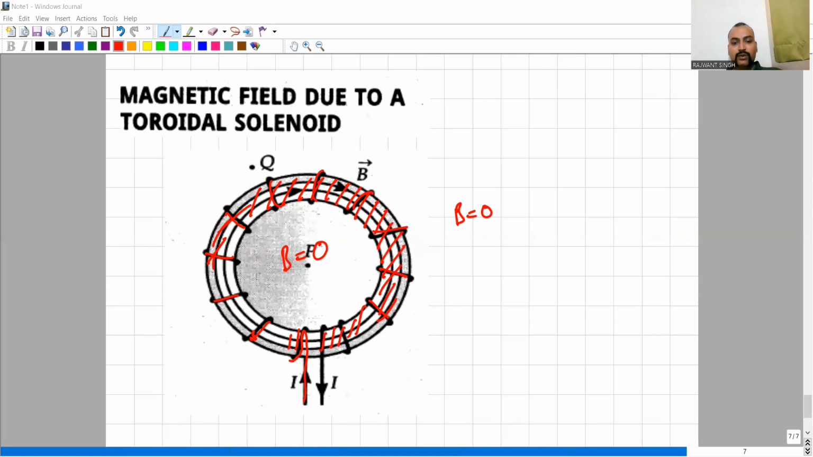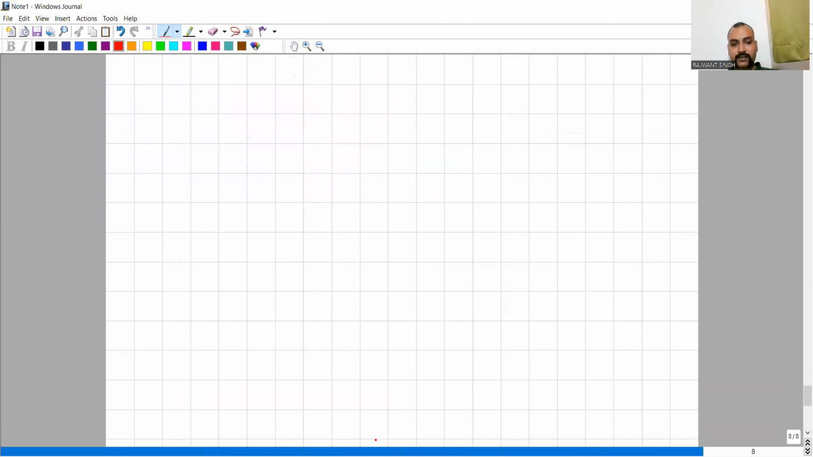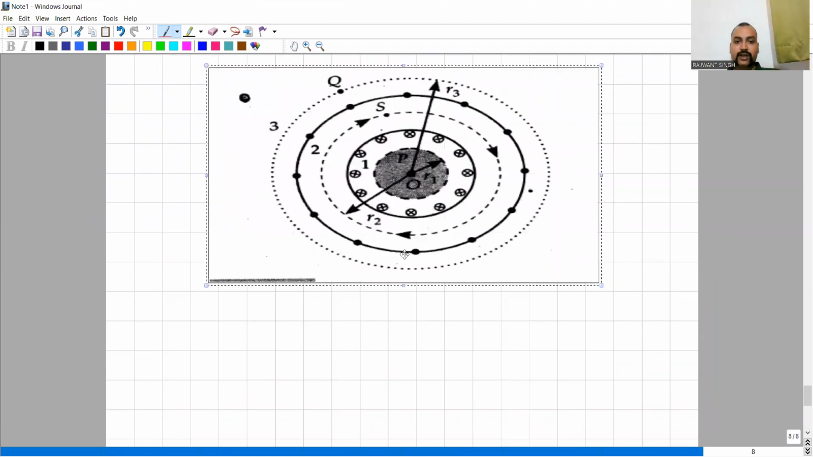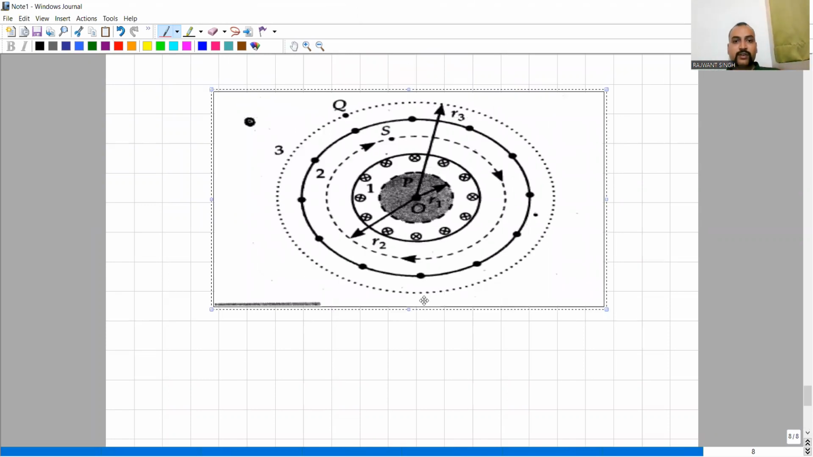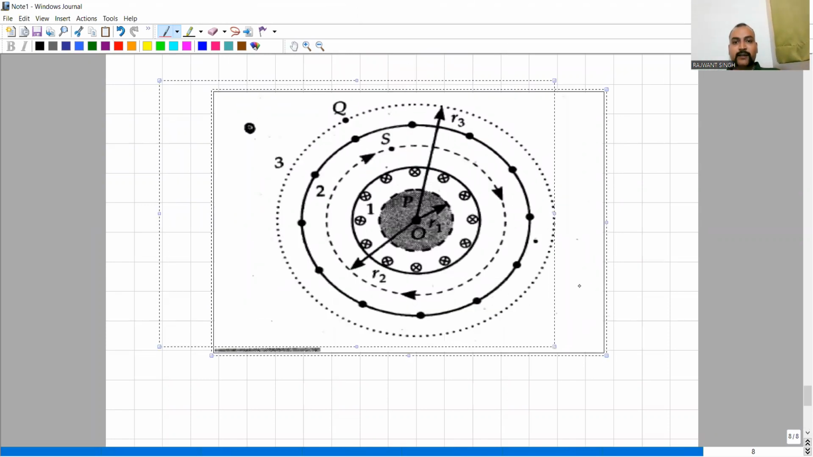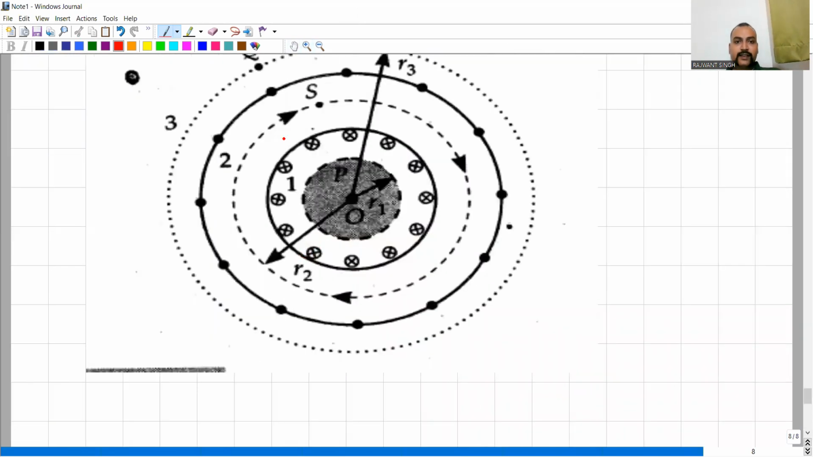Now, this is how a toroid looks when you cut it in a horizontal section. Look at this diagram carefully. You can see these crosses and these dots. Again, a dot means a current which is coming out, and a cross means a current which is going in. This is how the current scheme looks.